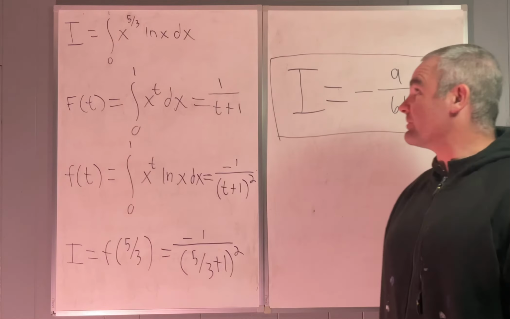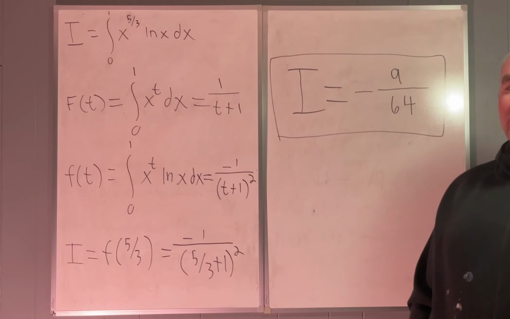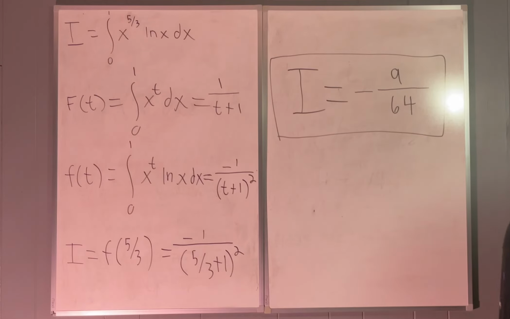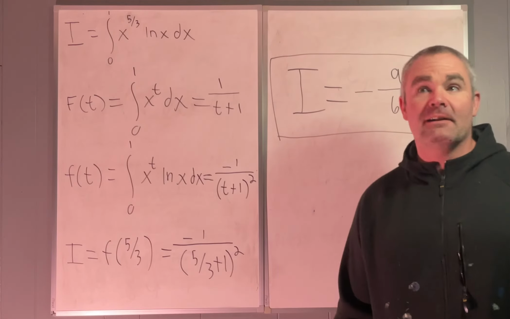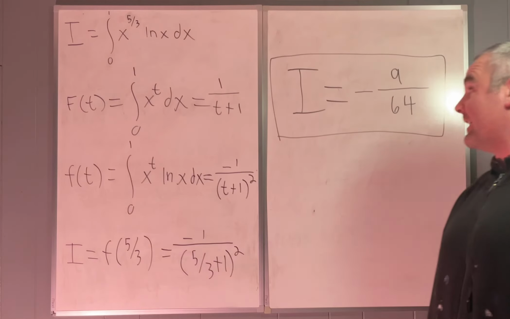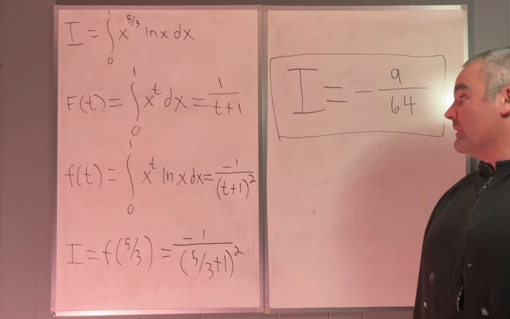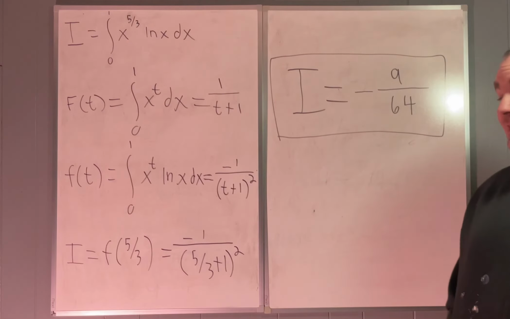I'm doing this one just to show you that although Feynman integration is usually used to solve integrals that can't be solved any other way, it can also be a quicker way to solve some integrals that could be solved using traditional methods like integration by parts.